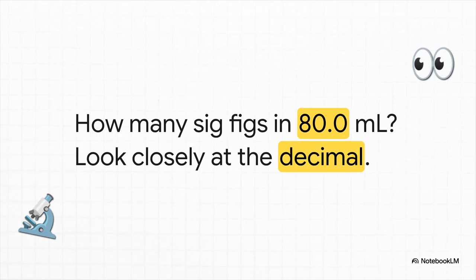All right, let's try another one that's a little bit trickier. What about 80.0 milliliters? Pay very close attention to that decimal point. And that's 3 again. Because there's a decimal point, those zeros at the end aren't just placeholders. They're actually telling you that your measurement was precise all the way to that decimal place.